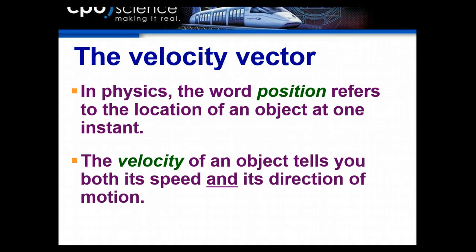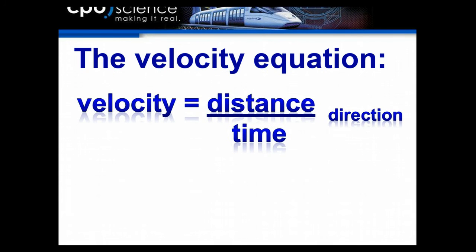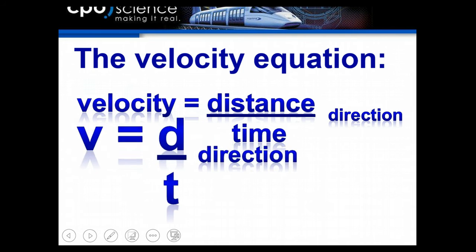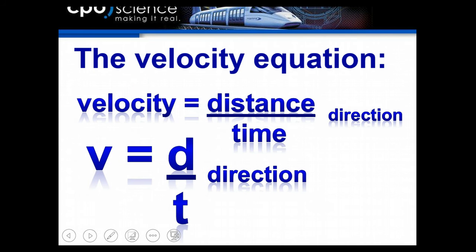So this is very similar to the displacement. So remember, displacement included distance and direction. So the velocity equation is going to look just like the speed equation, but you're going to see the direction right here. So the abbreviation, and remember, this is the form that you're going to see on your formula sheet. V stands for velocity, D stands for distance, T stands for time, and then you must include the direction. Okay.